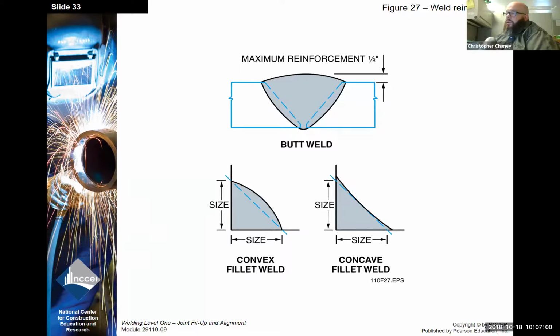When you look down at fillet welds, like on the bottom there, if you end up with excessive reinforcement, like on a convex fillet weld, that's when you start to get cold laps and slag traps. It affects the visual appearance of the weld, but it can also affect the strength of the weld considerably.